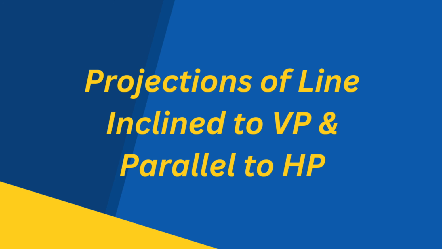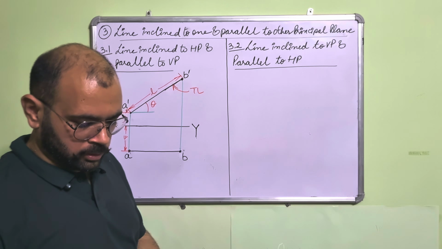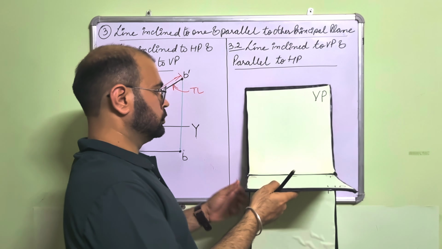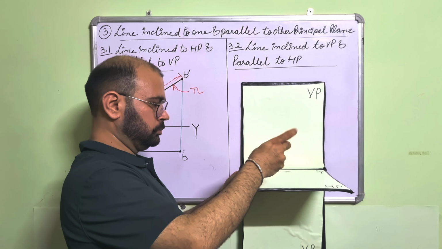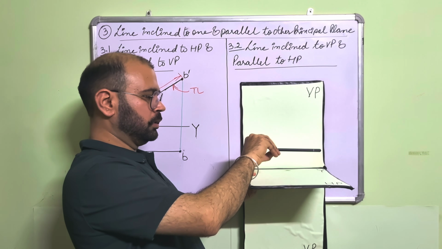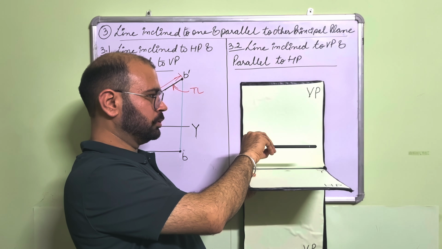line inclined to VP and parallel to HP. Inclined to VP and parallel to HP. So let us see the physical demonstration. Again I am considering first that it is parallel to both VP and HP. So in this orientation it is parallel to both.